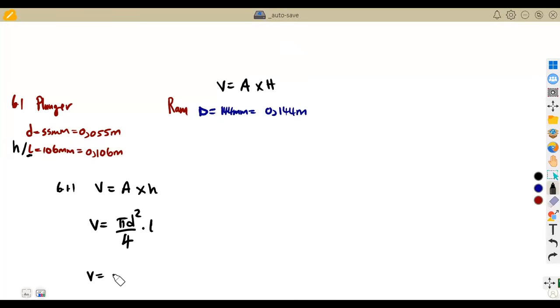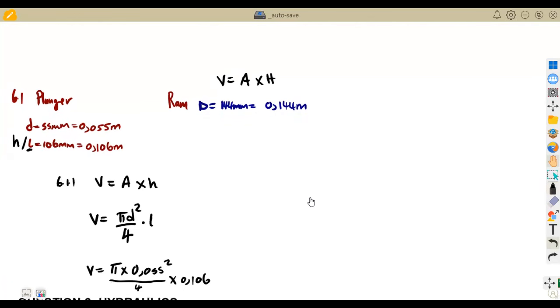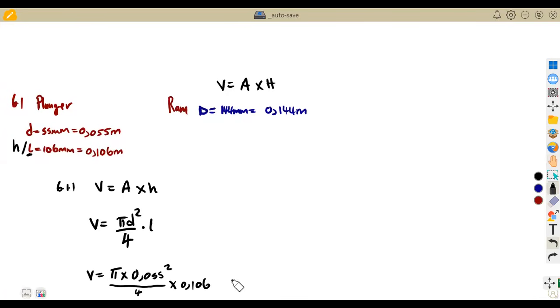So we're just going to substitute our values. So you're going to have pi times the diameter in meters. So this diameter is supposed to be in meters, which is 0.055 squared over 4 in this case, times the length, which is the stroke length of 0.106 in meters. So that is the condition that you're going to have. From this we are going to obtain our volume, which is going to be 0 comma something like that.